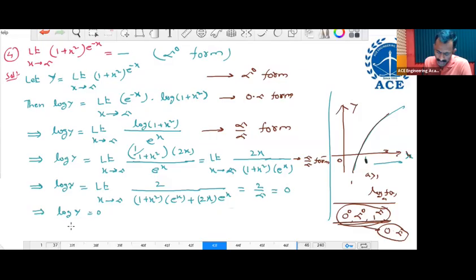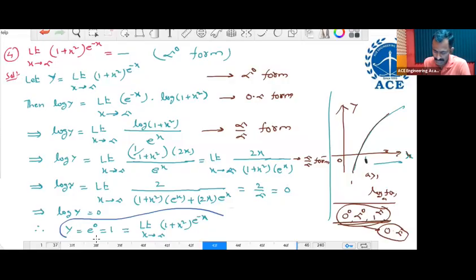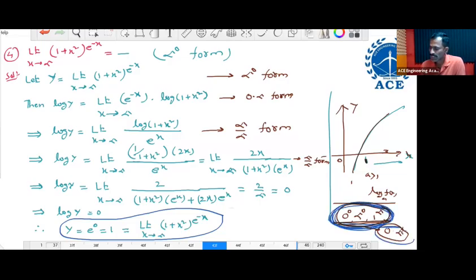Therefore, y equal to e power 0, which is equal to 1. But the value of y is the same as the value of the given limit. That's it. It is a method. The same procedure applies for these three forms: 0 power 0, infinity power 0, 1 power infinity. All three forms will be reduced to the third form, and then to either the first or second form. It is the same method for all.